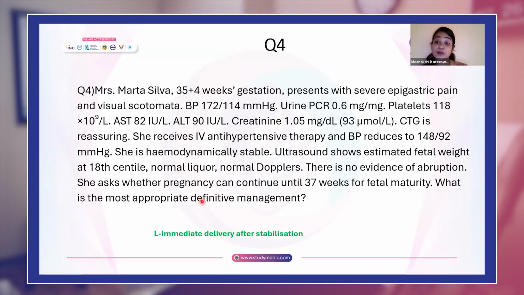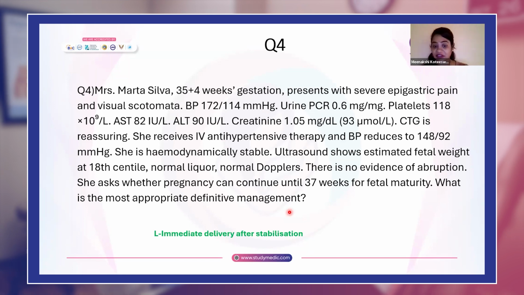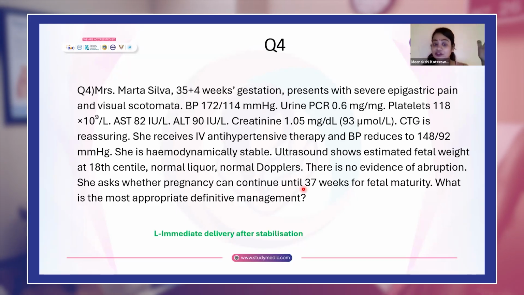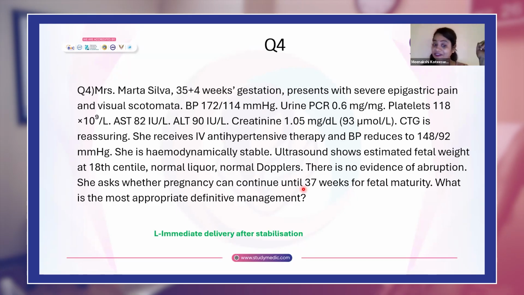If they're asking most appropriate definitive management, if they're asking next step, you can add about magnesium sulfate. But here you go for immediate delivery because the antihypertensives are already given. So the next step would obviously go for magnesium sulfate and then followed by delivery. But the definitive management is definitely going to be delivery.